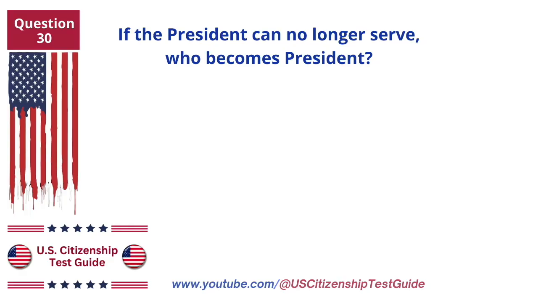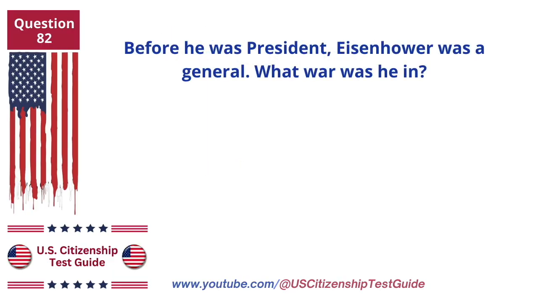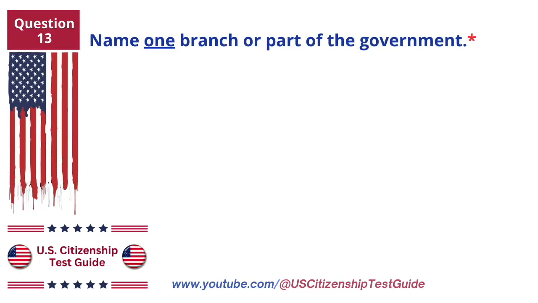If the president can no longer serve, who becomes president? The Vice President. Before he was president, Eisenhower was a general. What war was he in? World War II. Name one branch or part of the government. Congress.